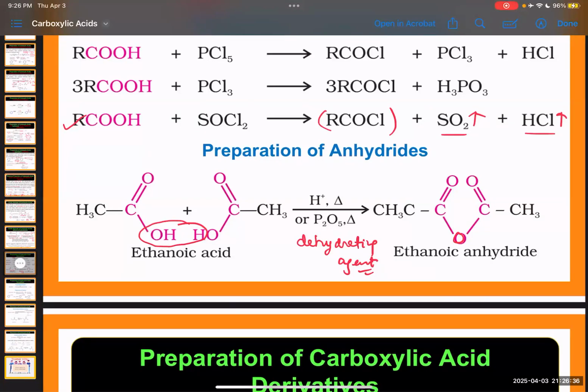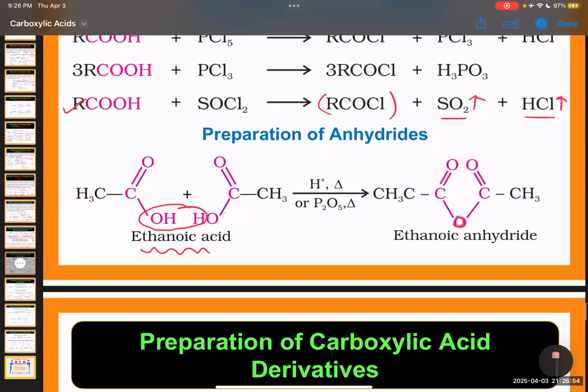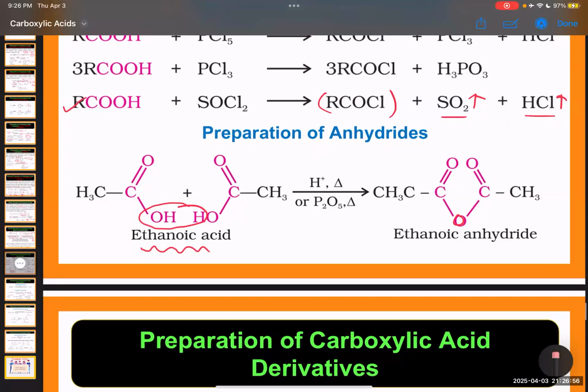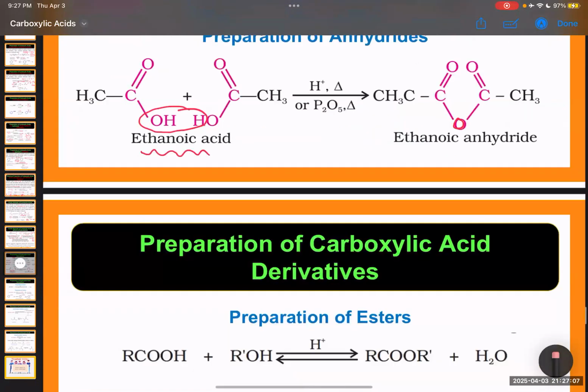You can directly name it, for example, this one is ethanoic anhydride because it is made from just one type of acid, ethanoic acid. You can see I have written the structure, or you can heat two different acids, a mixture of two different acids. Suppose you have mixed together ethanoic acid and propanoic acid, so ethanoic propanoic anhydride. Okay.